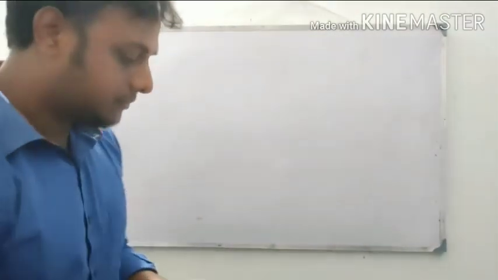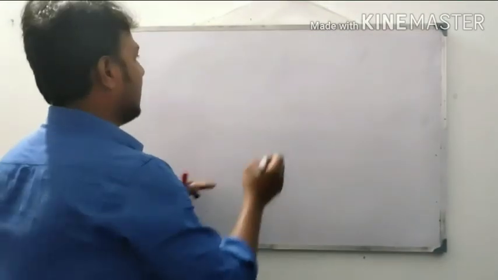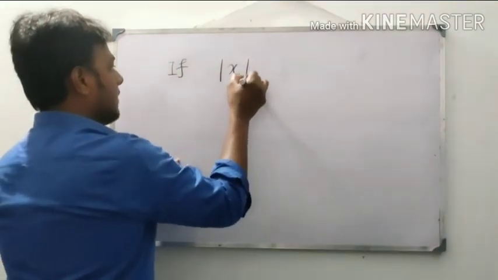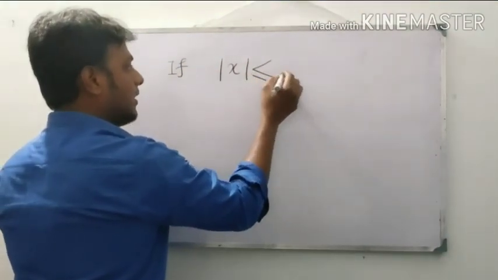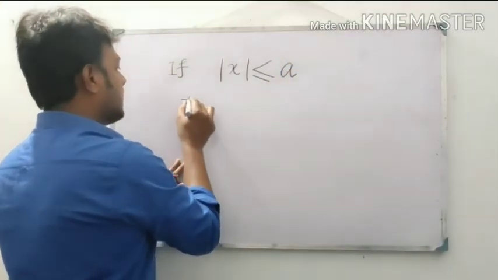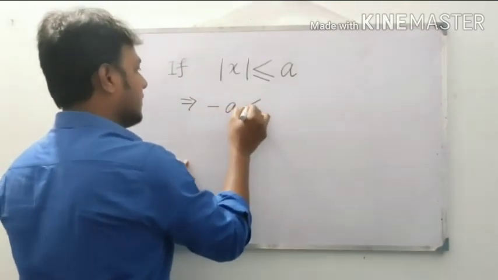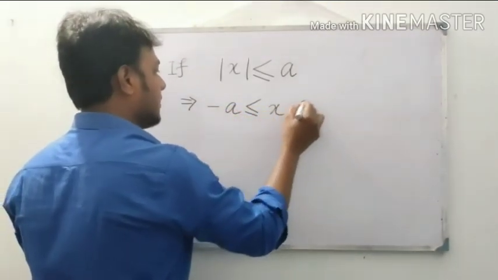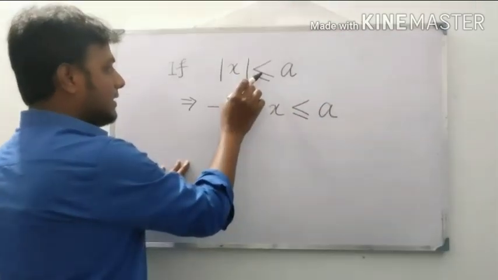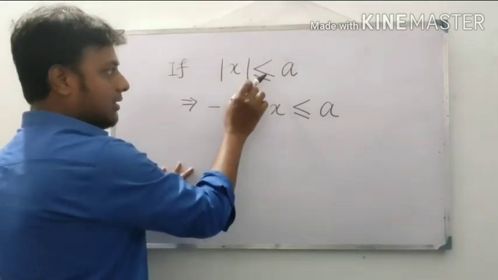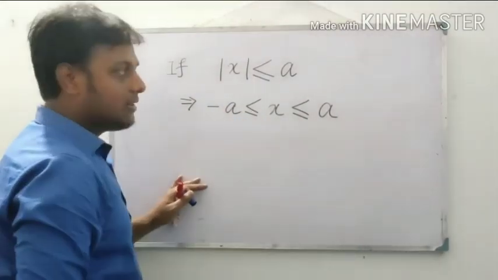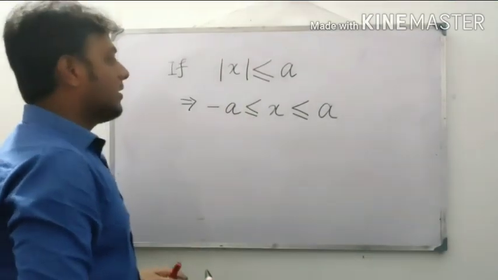Write down this part: if mod x less than or equal to a, where a is a number, then it implies minus a less than or equal to x less than or equal to a. If it is strictly less than, then it will be strictly less than on both sides. Understood? So this is the main thing.